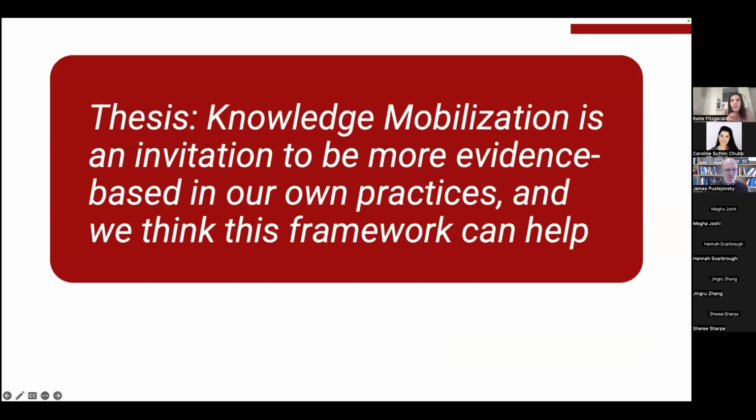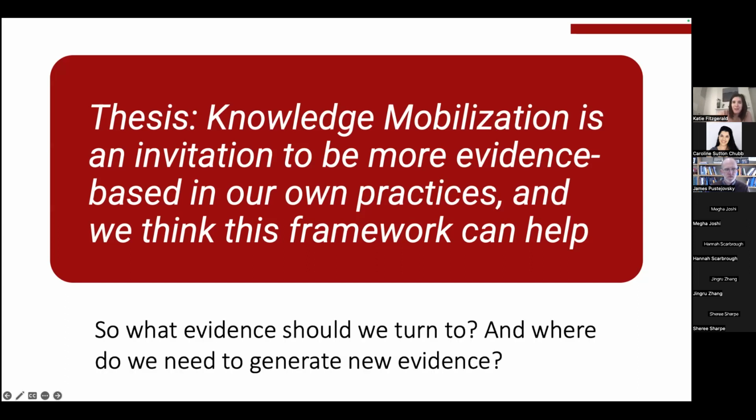So really, at the heart of this idea is that we think knowledge mobilization is an invitation for us as researchers to be more evidence-based in our own practices. And we think this framework can help, right? In the education community, we're an evidence-based field. We like to tout that a lot, and we're really good at conducting research to determine best practices for other people. And so we're asking ourselves to make our own practices the subject of study and see if we can turn some of our research tools into developing more effective strategies for our own communication practices.